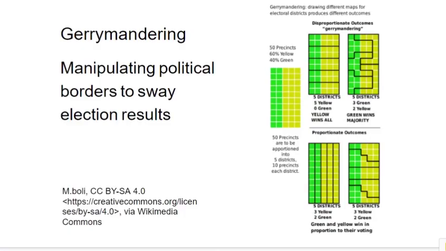Gerrymandering you probably talked about in your government class. It's manipulating political borders to sway election results. So if you take a look at the graph there, imagine that we have an area that needs to be drawn into districts, and some of the precincts are yellow and some are green. Depending on how we draw those boundaries, we can either make it so that yellow wins all, or we can make it so the green wins the majority. Or we can try and draw in a way where we get proportionate outcomes.